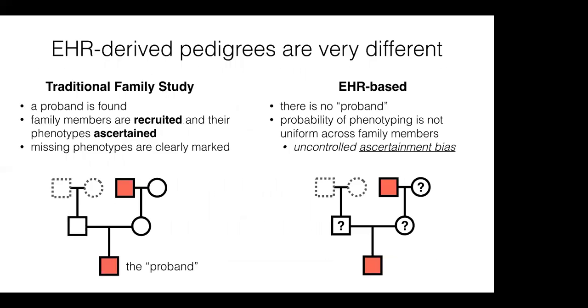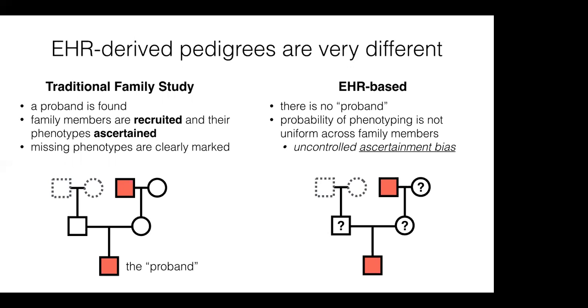But there is a difference. Traditionally, in a family study, we identify a proband, and then we recruit the family members, and we determine if they have or don't have the phenotype. And the phenotypes that we don't know or are missing are clearly marked. So it's a very well defined cohort of patients that we actually know if they have the phenotype or not. Whereas in the electronic health record, we don't really have a proband, and the probability of phenotyping is not going to be the same in every single family member.